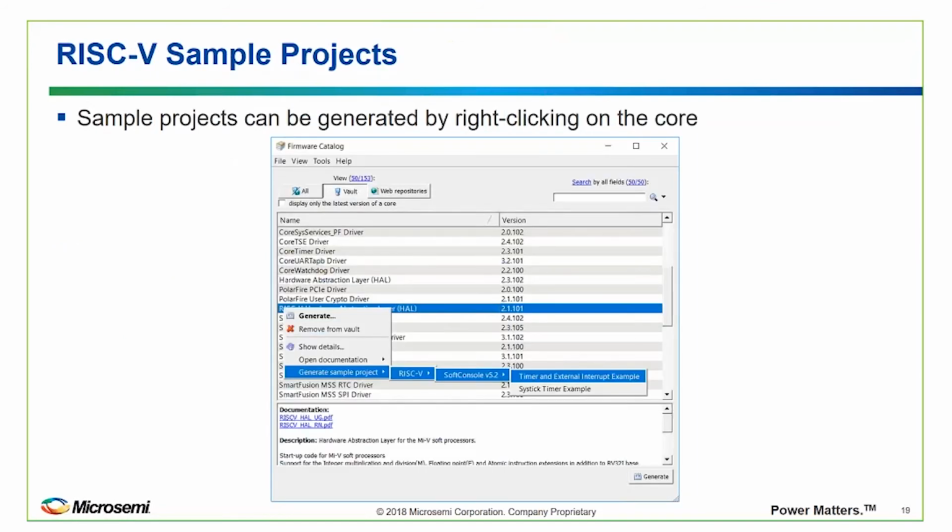Here's a screenshot showing how to create a sample project. So when you right-click on a driver, or if you right-click on, in this case, the RISC-V HAL, we can generate complete little projects that you could bring into SoftConsole and use that as a starting point to become familiar with how to use the drivers, and maybe make some simple application code to run on a target board.